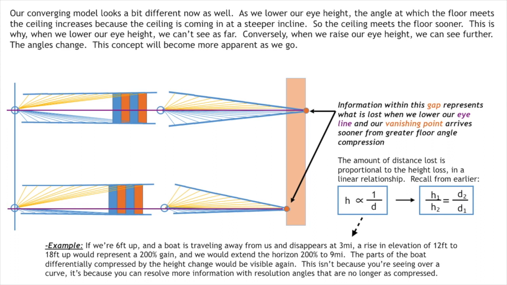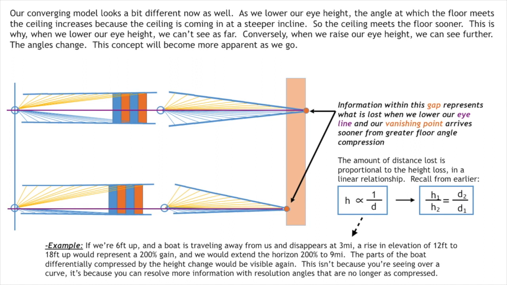So again, height we're calling in feet here, but distance in miles. So for example, if we're 6 feet up and a boat is traveling away from us and disappears at 3 miles, a rise in elevation of 12 feet to 18 feet up would represent a 200% gain, and we would extend the horizon 200% to 9 miles. The parts of the boat differentially compressed by the height change would be visible again. And this isn't because you're seeing over a curve, it's just because you can resolve more information with resolution angles that are no longer as compressed.